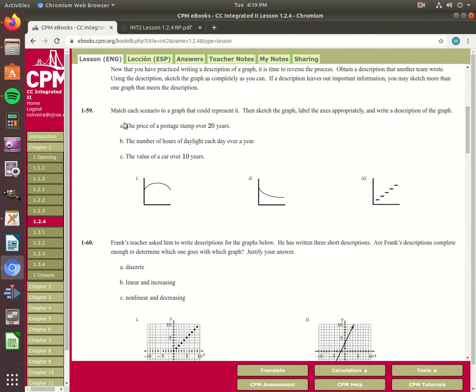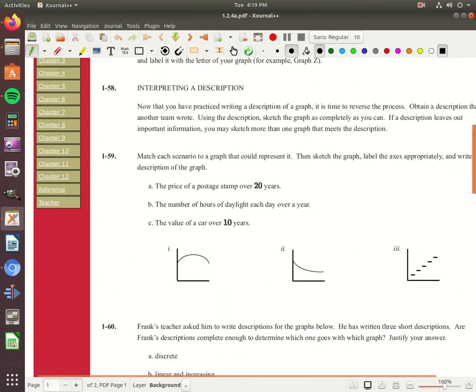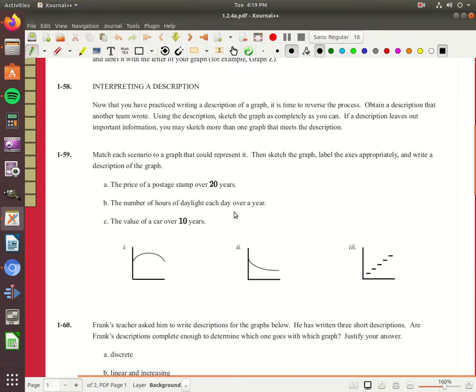All right, so now what we're going to do is match each scenario. And let me open this over in here. Do I have this open? I do. Okay. So it says match each scenario to a graph that it could represent, then sketch the graph, label the axes appropriately, and write a description of the graph.